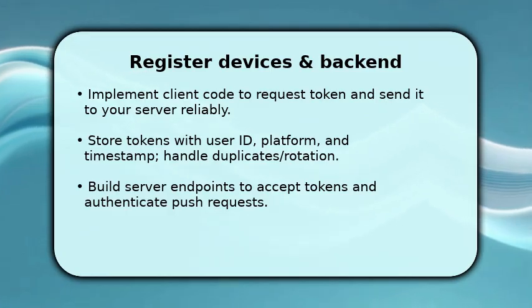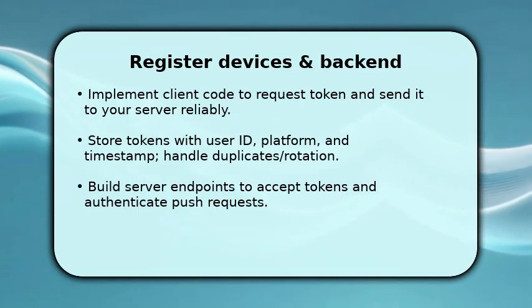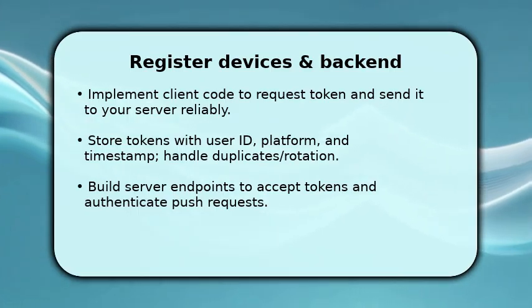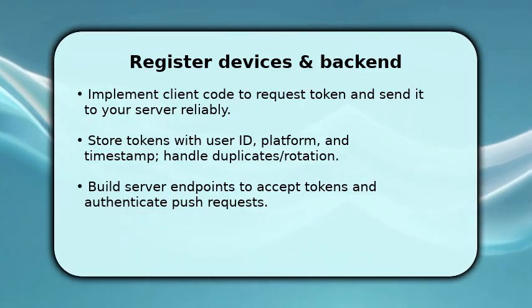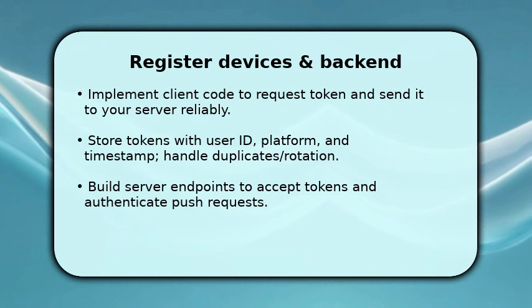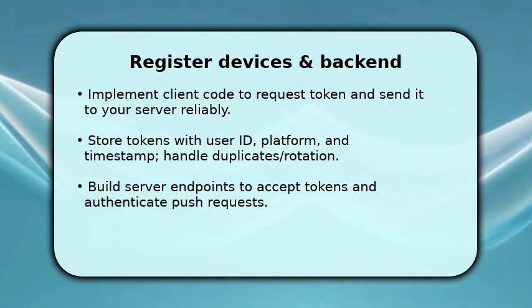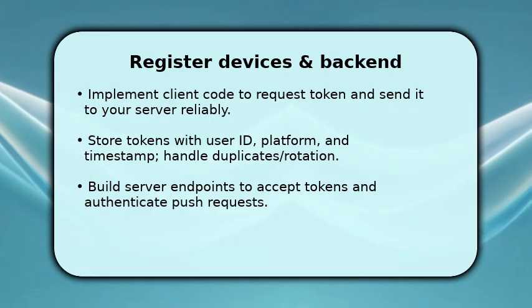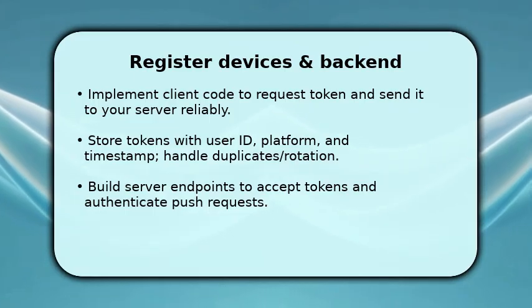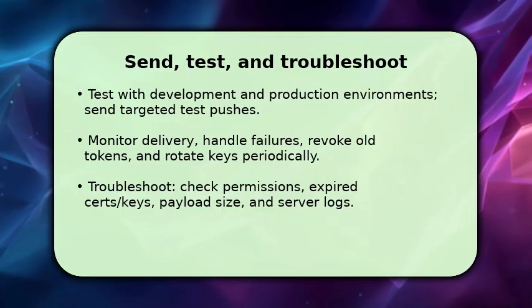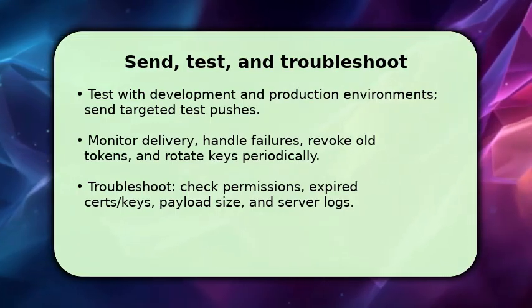Also track token rotation. Once stored, implement push-sending logic that formats payloads per platform, batches requests to avoid throttling, and authenticates with APNs or FCM using your credentials. Monitor responses to detect invalid tokens. Finish by sending test notifications and validating end-to-end delivery.